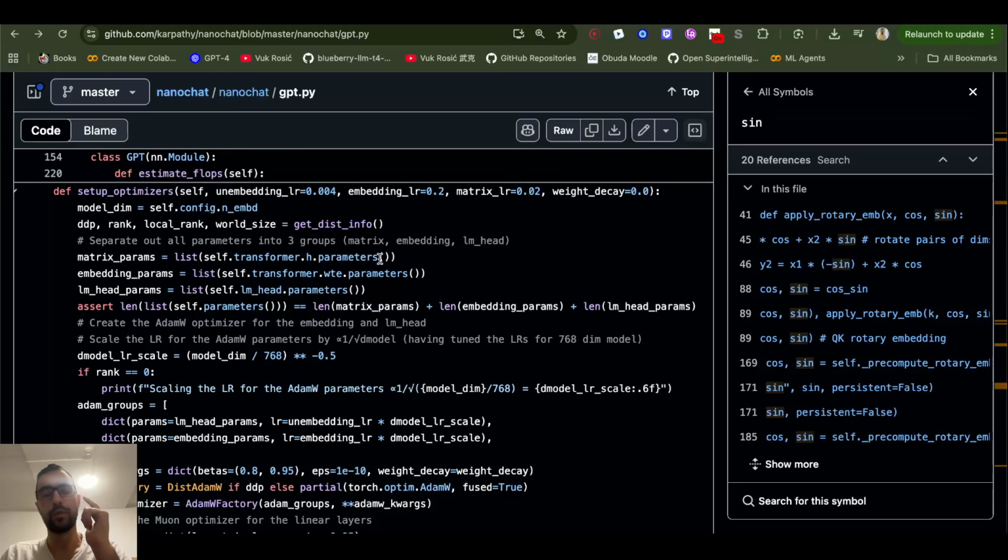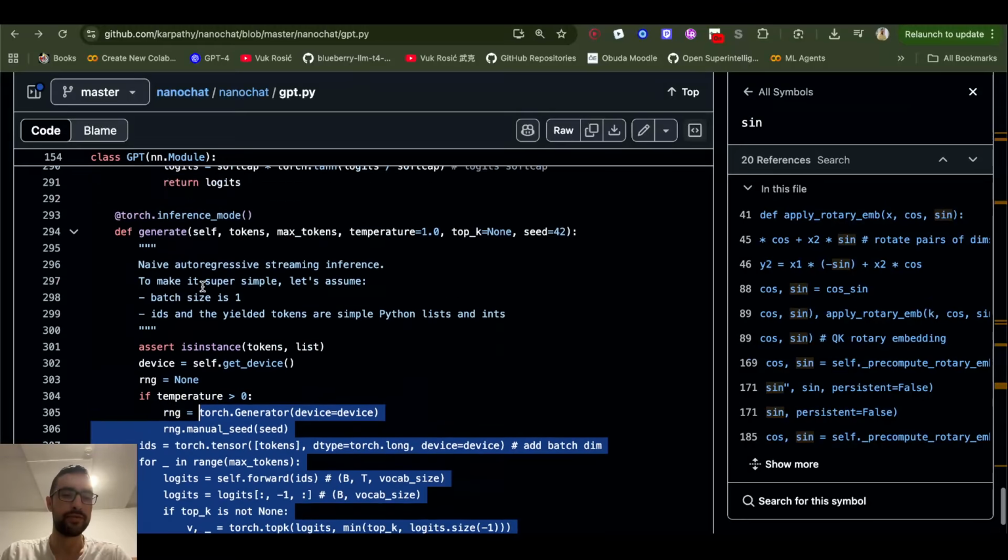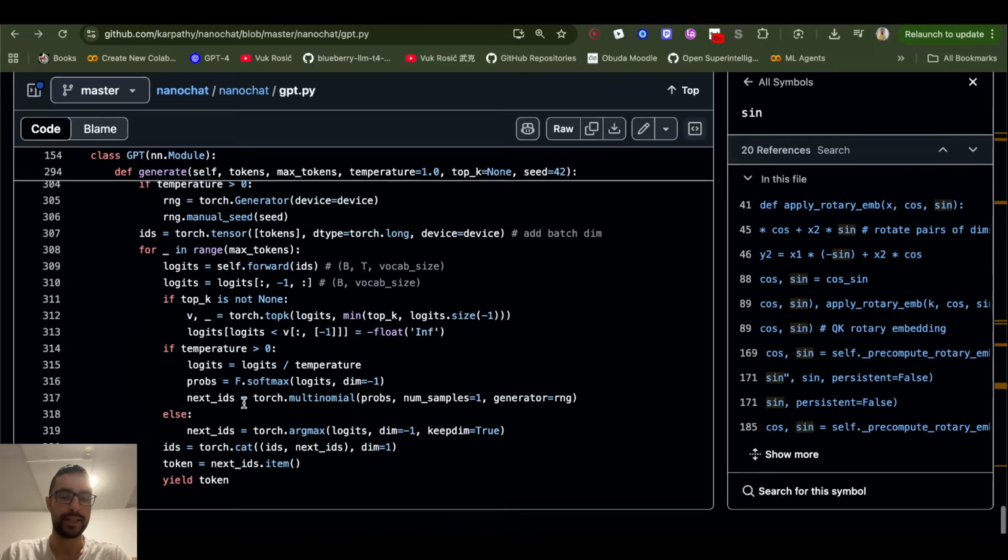And then here we want to use AdamW for embeddings and LM head, so the embeddings in the beginning. And we want to use muon for 2D matrices. So that's how we split parameters to use for these two different optimizers. And just in the end, we have generation of the tokens, and that's it.